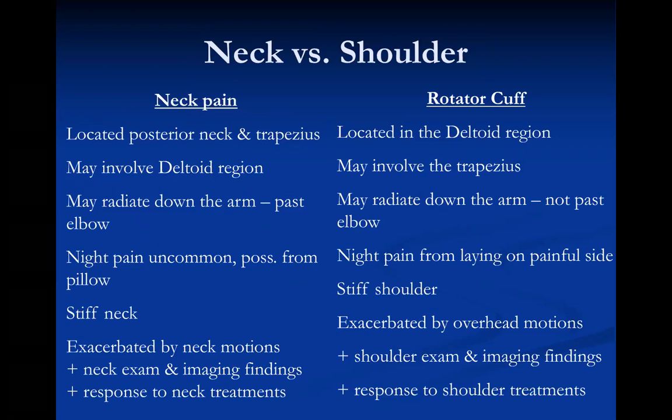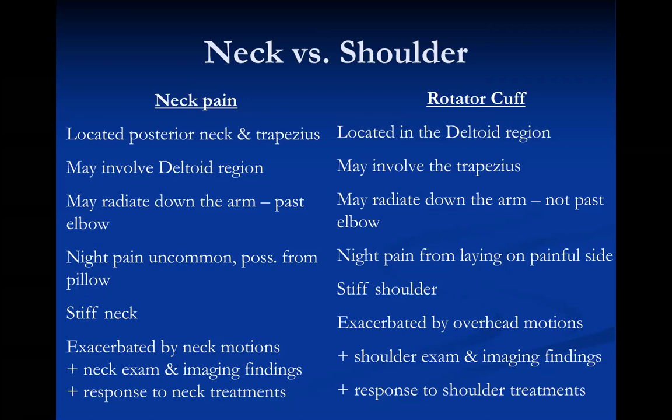And then getting into the differentiation between neck and shoulder pain. Again, neck pain, back of the neck, upper trapezius, rotator cuff, located more in the deltoid area. You remember that all of these have a good bit of overlap. That's why it's important to group these together to try to figure out where is the issue.